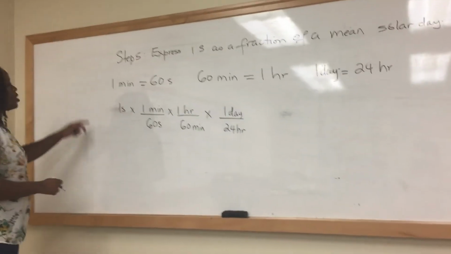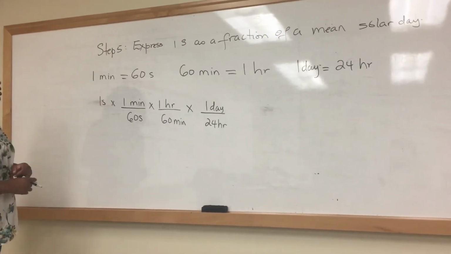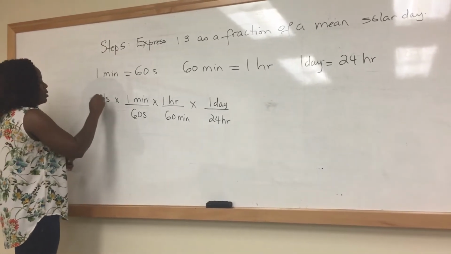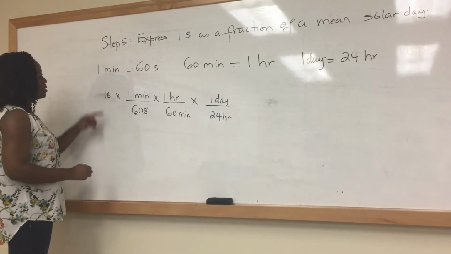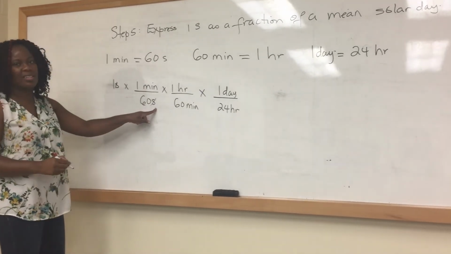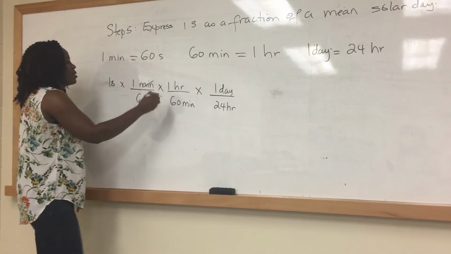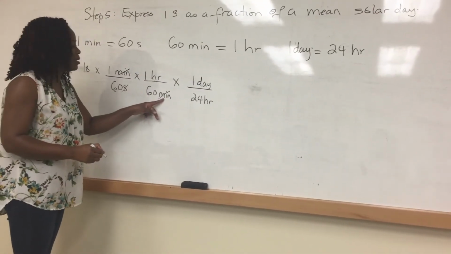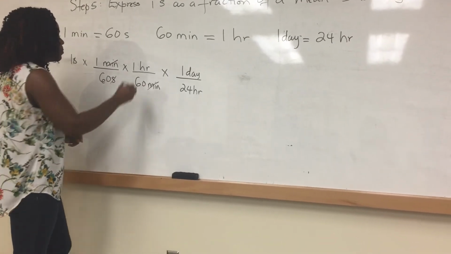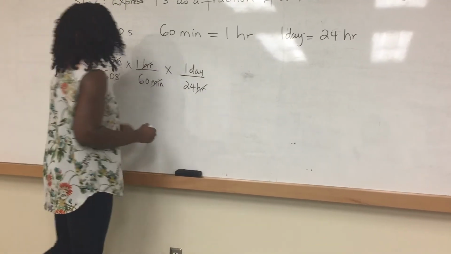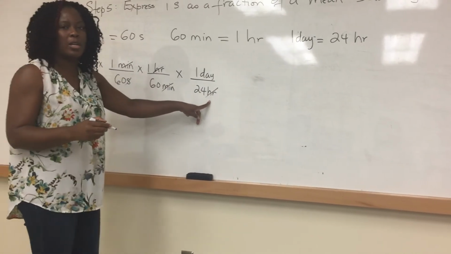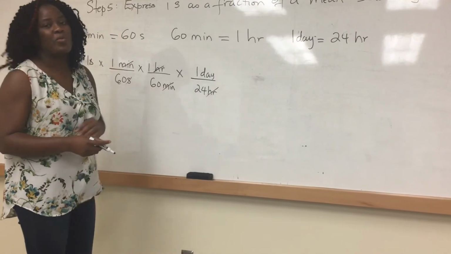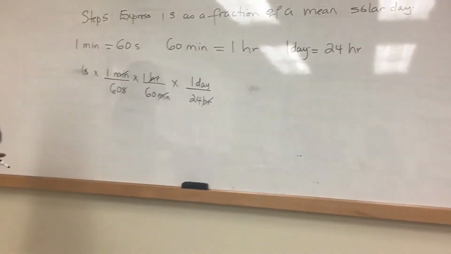Now, notice, let's look at the units for a minute. So here, second cancels, because you have second in the numerator and second in the denominator. Minute cancels because we have minute in the numerator and minute in the denominator. Hour cancels because we have hour in the numerator and hour in the denominator. So the only unit we're left with is the day.